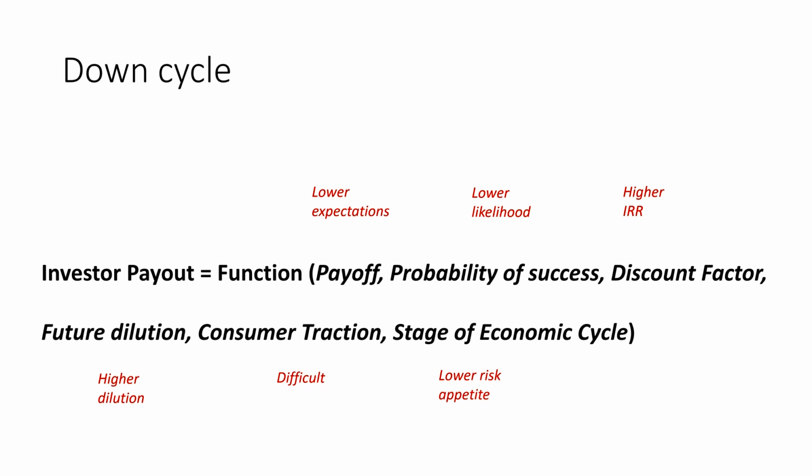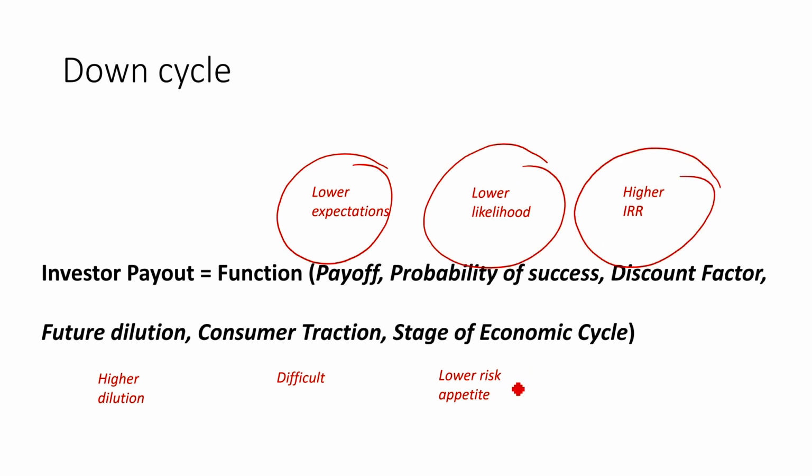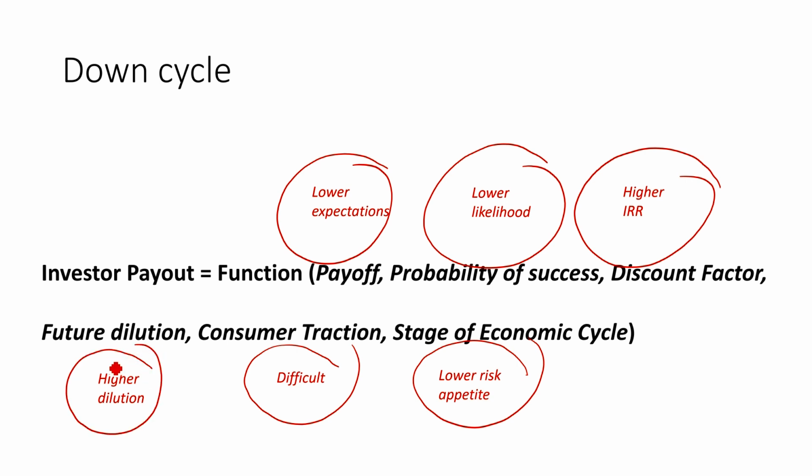They're still the same parameters, but your payoff is lower, your probability of success is lower, your discount rate is higher, your economic cycle is heading towards a crash, adjustment, collapse, or a bust, which leads to lower risk appetite. Consumer traction is affected because people no longer have the discretionary income and spending power that they had earlier on. And you're likely to dilute more because the amount of capital you had is not going to be sufficient for you to break even or reach the positive cash flow milestone.